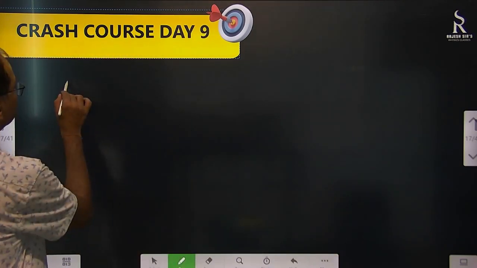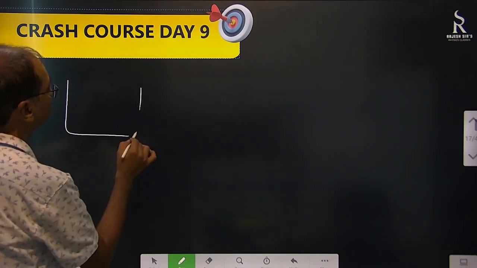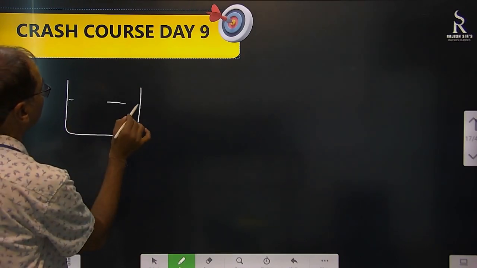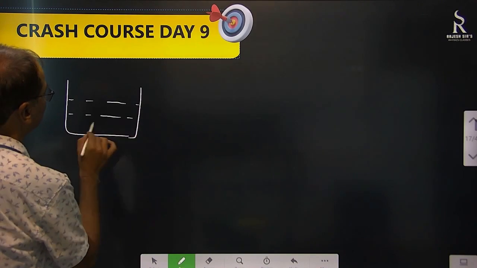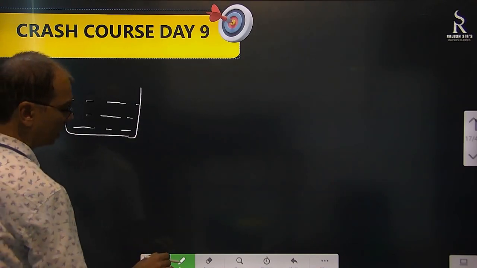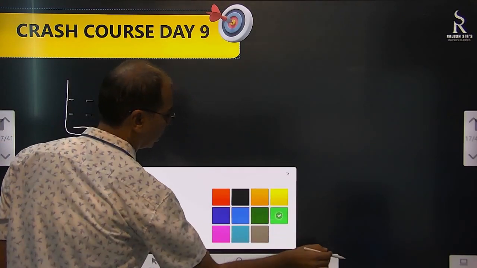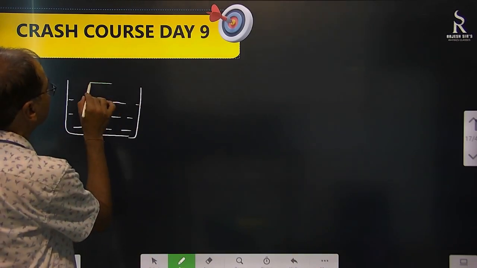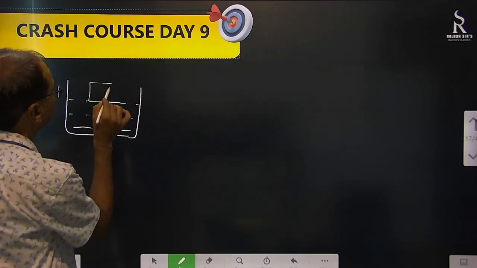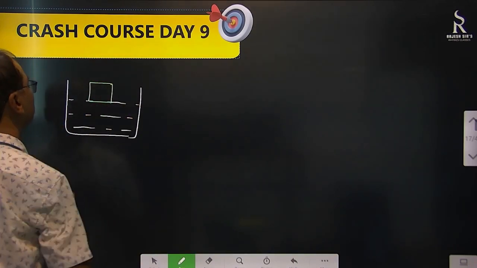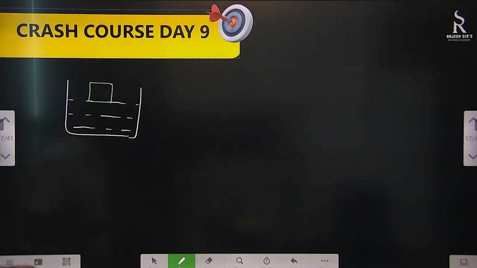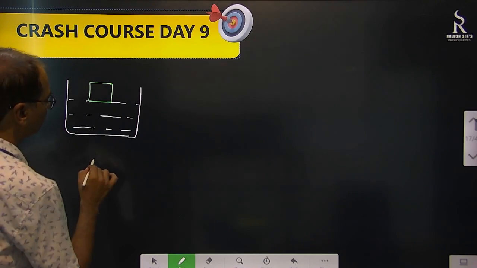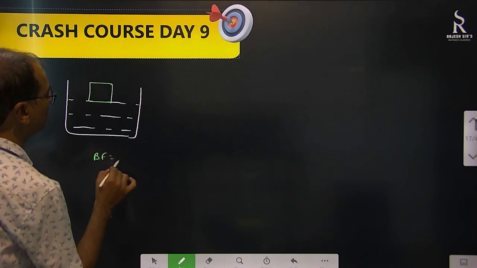Then suppose there is a container, okay, there are three cases. All three cases are like if in a container you have an object like this. So, how much volume of this object is inside? Say 0. 0 volume is inside. So, what is buoyancy force on this? Buoyancy force is 0.